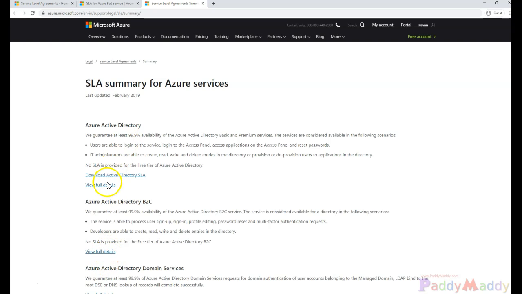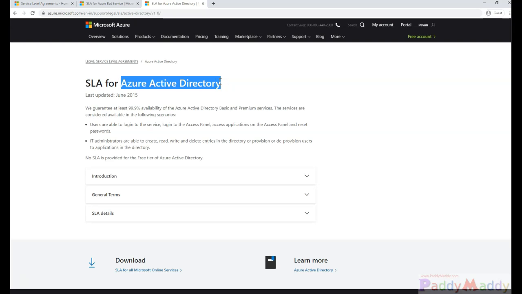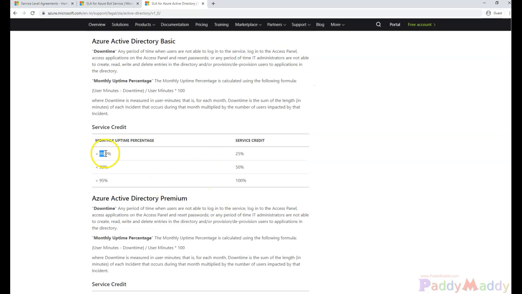Now let's understand, in case something goes wrong, how Microsoft gives you back a credit. Let's take Azure Active Directory as an example. Unfortunately, this can't go down, but let's assume that you have a downtime. Then they will calculate with the formula we explained a few minutes back. If it is below 99.9 percent, you get a service credit of 25 percent. That means 25 percent of the total billing cost would come back to you as a credit.